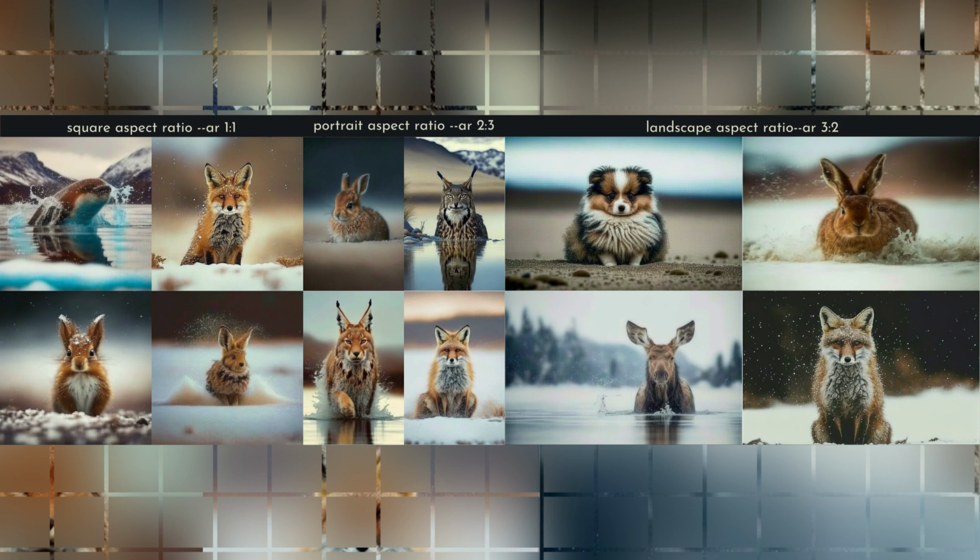Some animals may be something that doesn't actually exist in nature, but I really do prefer these animals to the default 4B style animals currently. It's so hard to pick my favorite out of these, because they're all so good. I think the win goes to landscape aspect ratio this time.